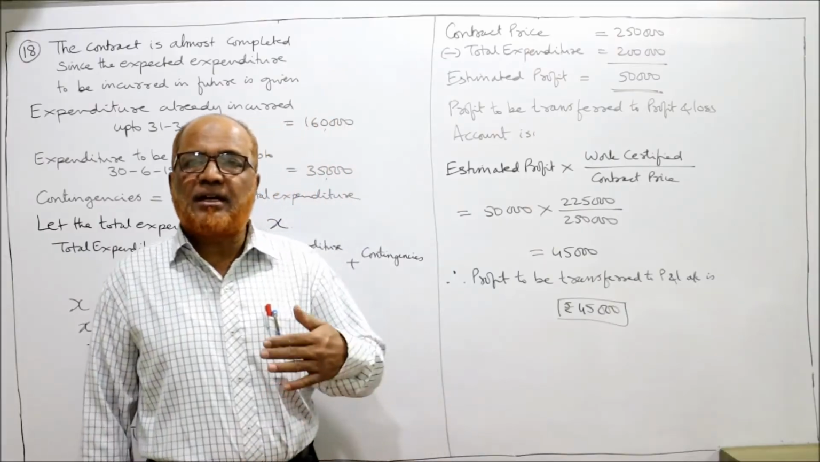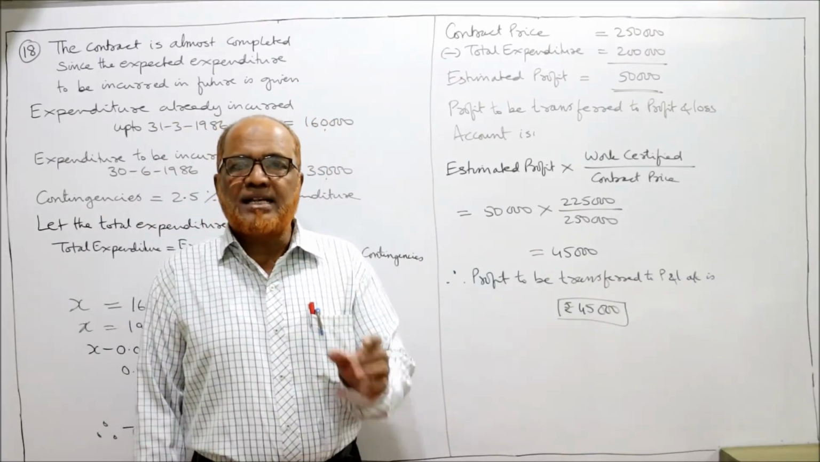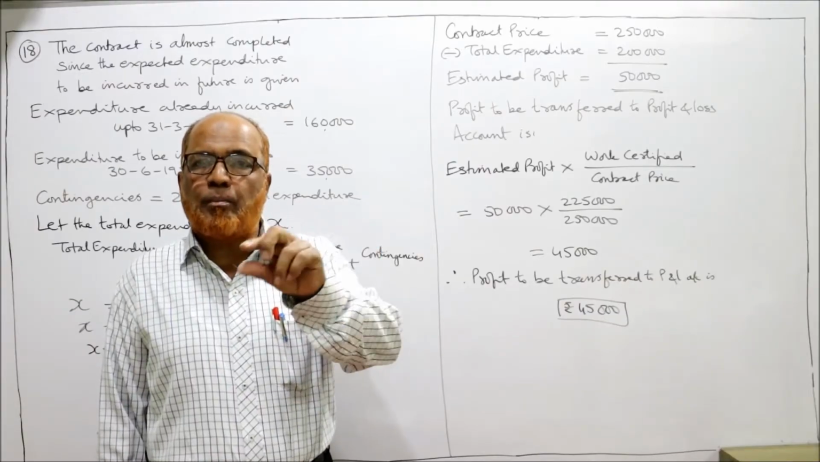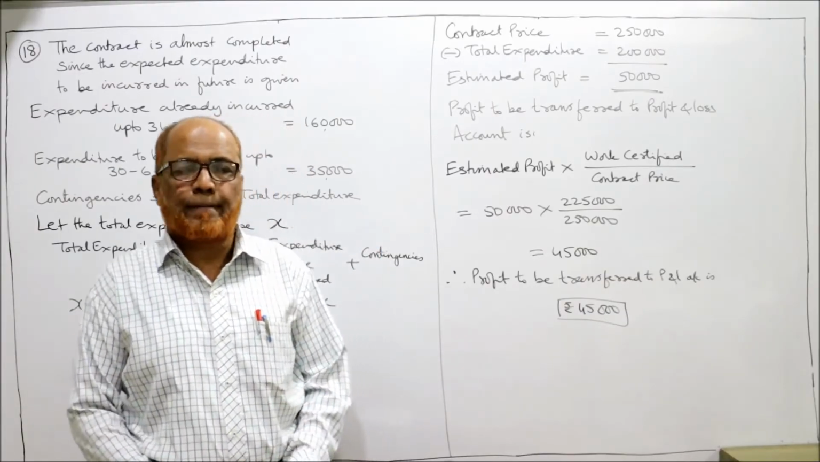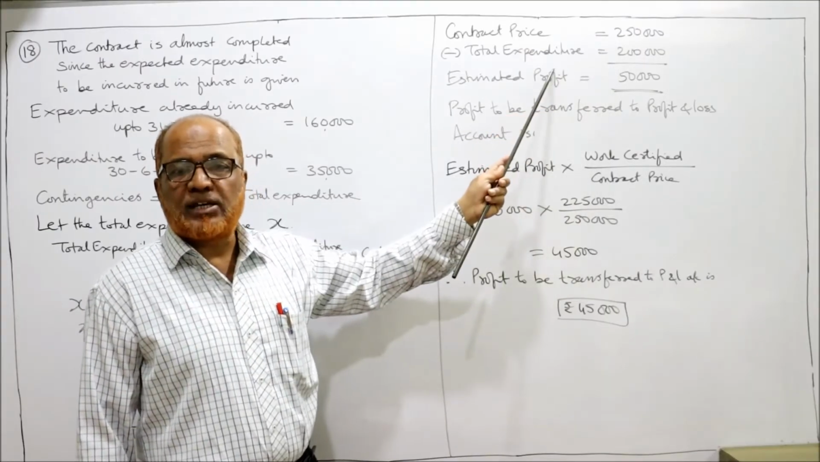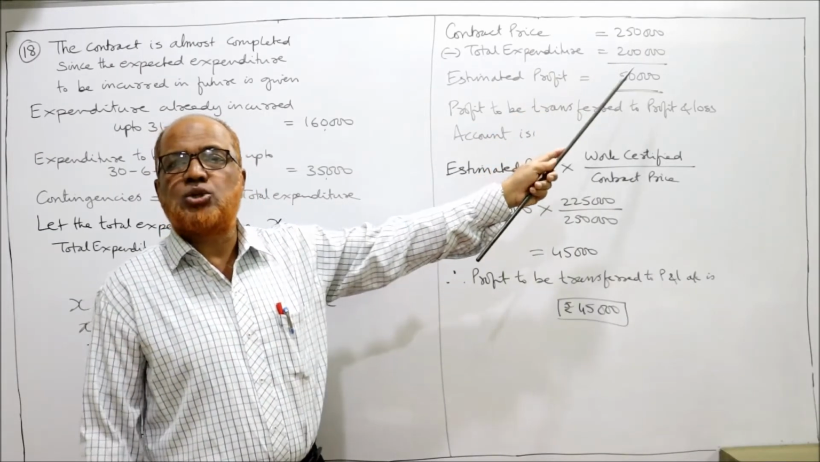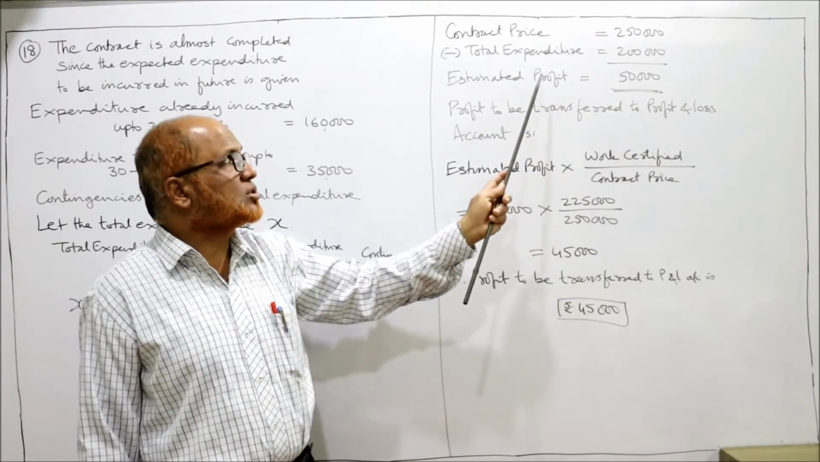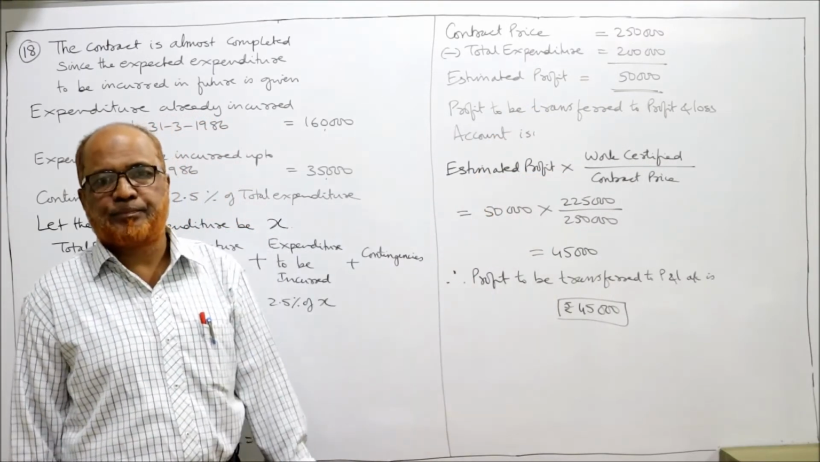Now estimated profit. The formula for estimated profit is contract price minus total expenditure. So contract price is how much given in the problem? 2,50,000. Total expenditure just now we have calculated 2 lakh. So 2,50,000 minus 2,00,000 rupees is called estimated profit.